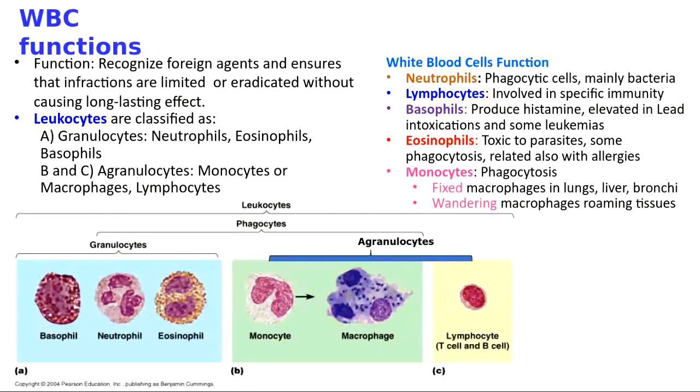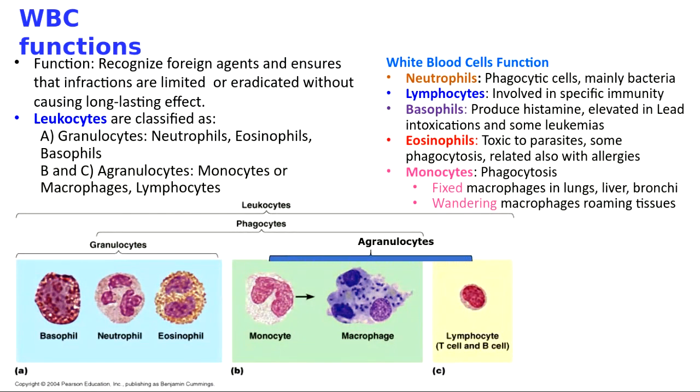Basophils are very, very good. You can see the picture as the very first cell on the pictures at the bottom, and they produce a lot of histamine. All those very dark granules are full of histamine. Whenever we have an allergic reaction and we have something that needs to be destroyed, those granules will be released. And usually the organisms are very sensitive to those granules and they will die. So basophils will produce histamine. We see elevation of basophils in lead intoxication and in some leukemias.